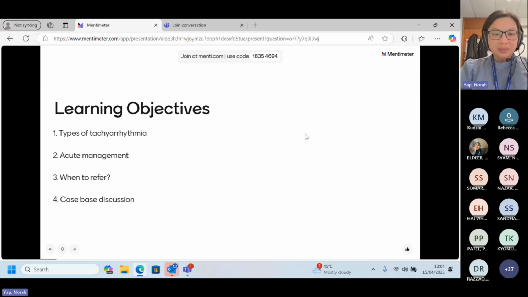So learning objectives: we're going to talk about different types of tachyarrhythmia in children, how we're going to manage it in an acute setting, and when to refer to the Pediatric Cardiology Center. And I'm going to use cases throughout this presentation, because I think we all learn better with cases.